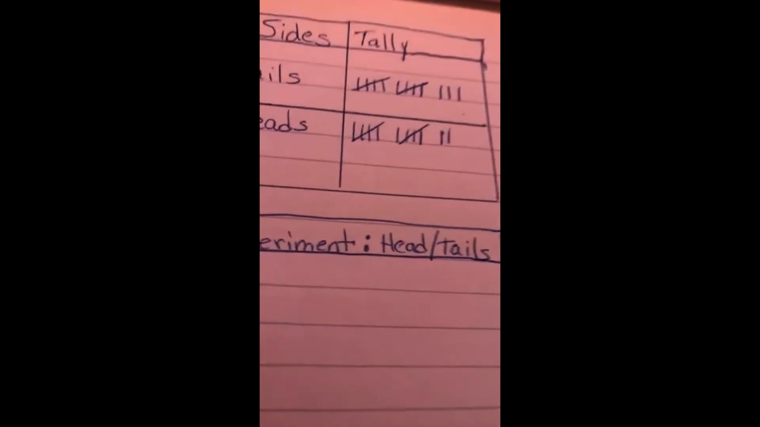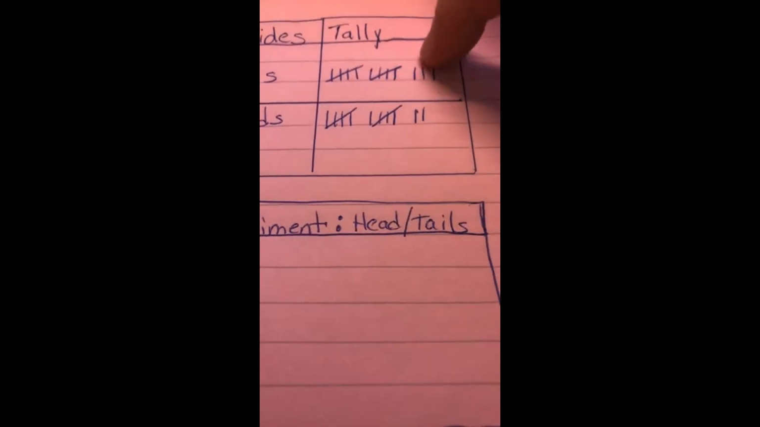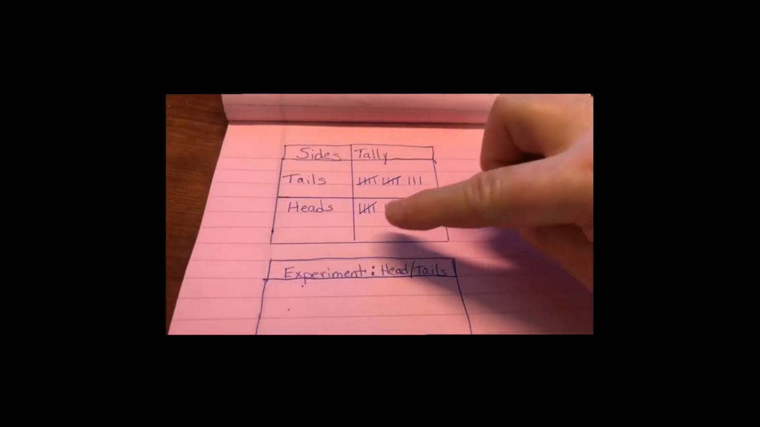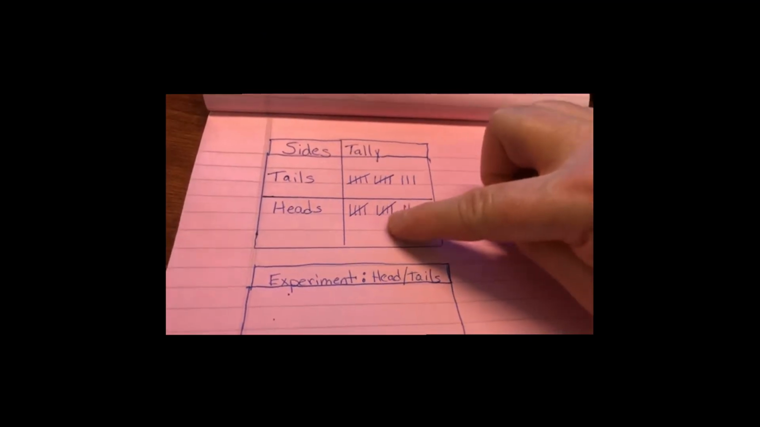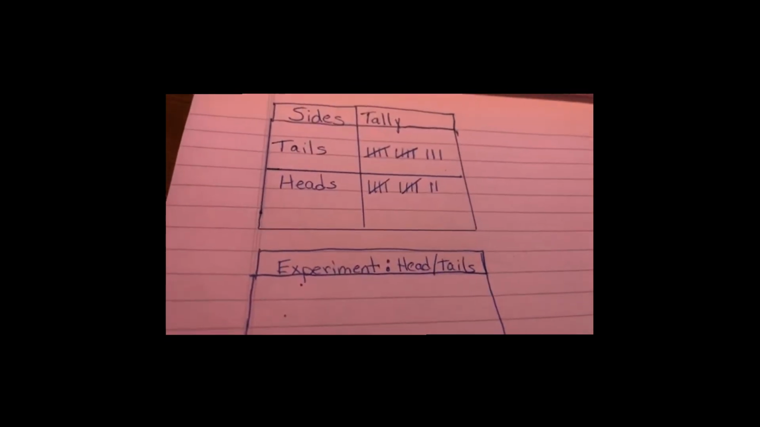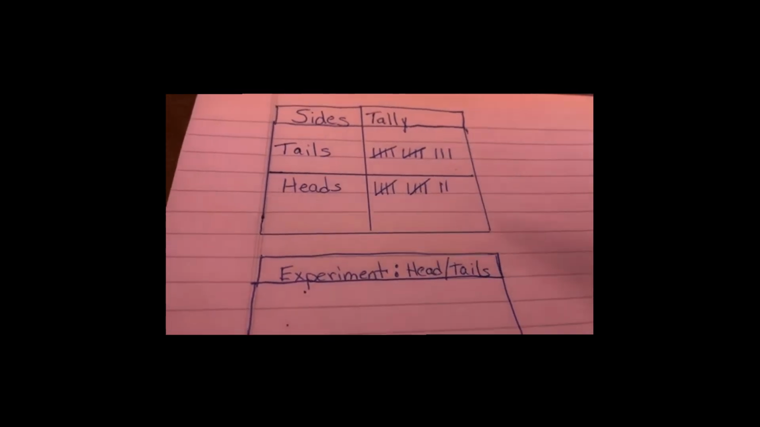It worked out so that there were 5, 10, 11, 12, 13 times it landed on tails. And heads it landed 5, 10, 11, 12 times. So about half, 50-50, right? About half the times it was tails and about half the time it was heads.